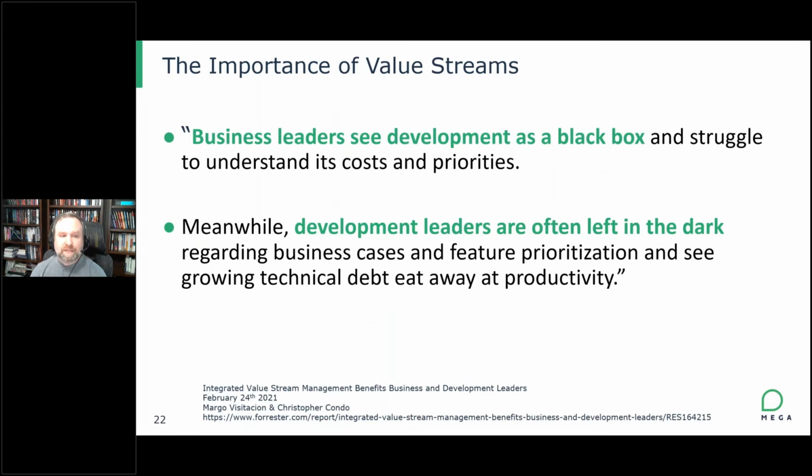So, out of a recent research note from Forrester, they're focusing on a research theme they're calling value stream management. And in speaking to them, they'll be translating this further into a product architecture perspective with a jobs-to-be-done style of methodology behind it. But I like this quote: business leaders see development as a black box and struggle to understand its costs and priorities. Meanwhile, development leaders are often left in the dark regarding the business cases and feature prioritization, and see growing technical debt eat away at productivity.